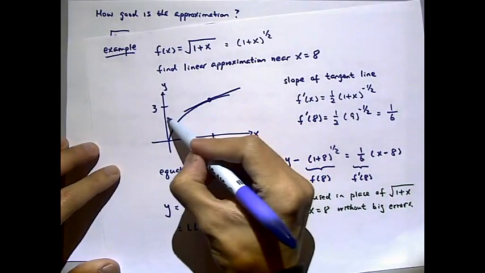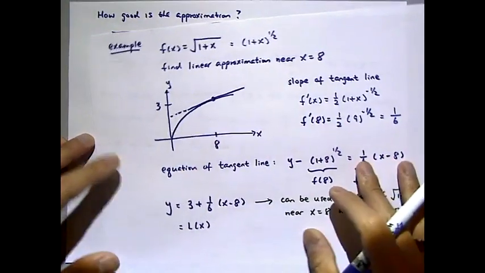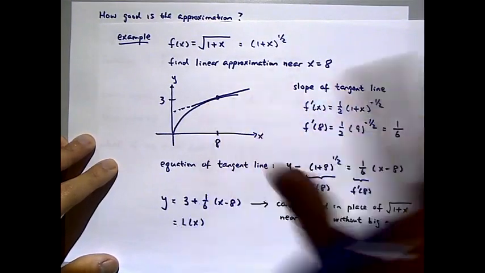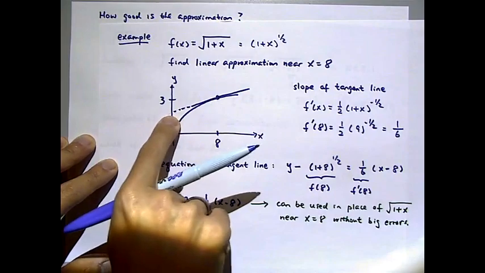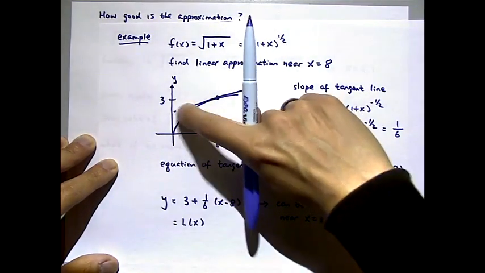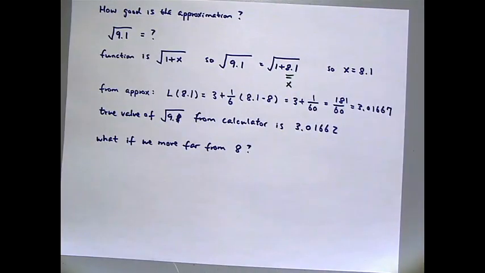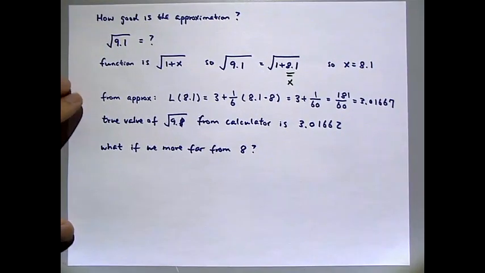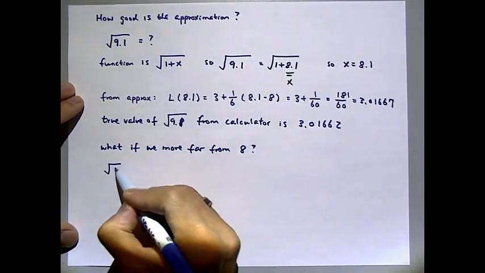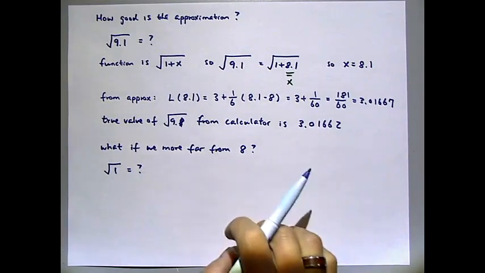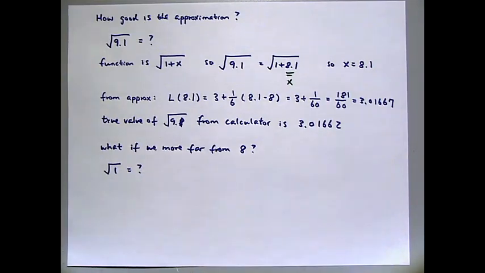From the picture here, notice near 8, the line and the curve are about the same. But if I move, say, all the way over here, obviously the difference will be very big. So let's move far away from 8 and let's go to radical 1. We know it should be 1, but let's see what the tangent line is telling us.